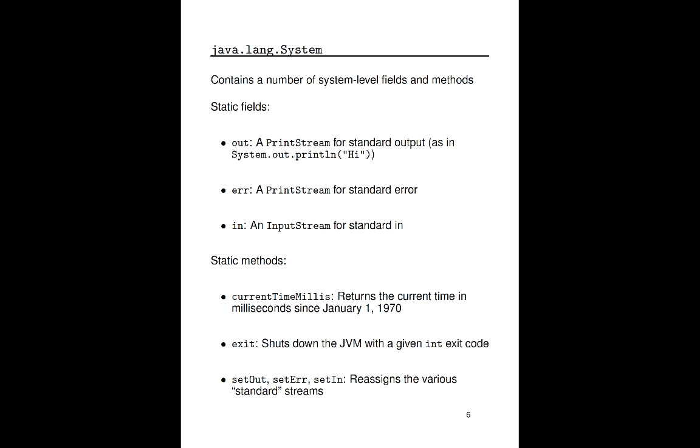Similarly, there's a PrintStream for standard error, and something called an InputStream for standard input. There's also a couple of noteworthy static methods on java.lang.System. There's a method called currentTimeMillis, which returns the current time in the number of milliseconds since January 1st, 1970. System.exit will shut down the Java virtual machine and return an exit code, which is an integer, to the host operating system. There are also methods for setting the values of System.out, System.err, and System.in. This is something that you probably don't do that often, but it's something that is possible to do with java.lang.System.